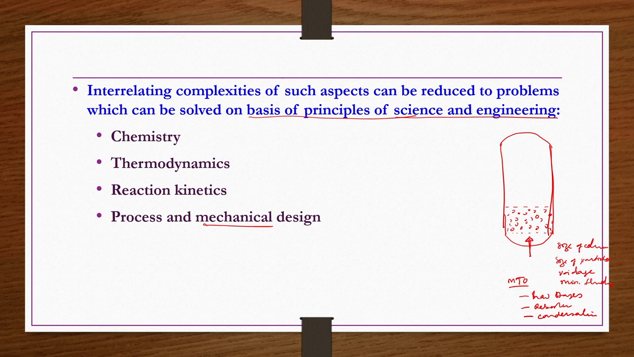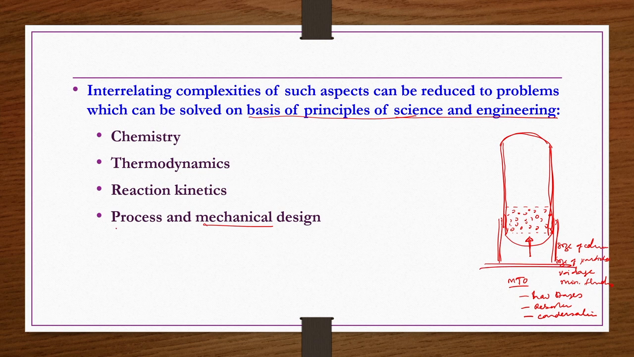What is mechanical design? Mechanical design is, let us say, if you do this particular operation using this kind of material and under these conditions, what do you need to have? You need to have a material of construction. By which material should you construct this fluidized bed, right? Okay. Then, let us say you have to support it. What supporting material should be there? Columns, beams, etc. All these things come under the so-called mechanical design. So, we are going to see those things also.